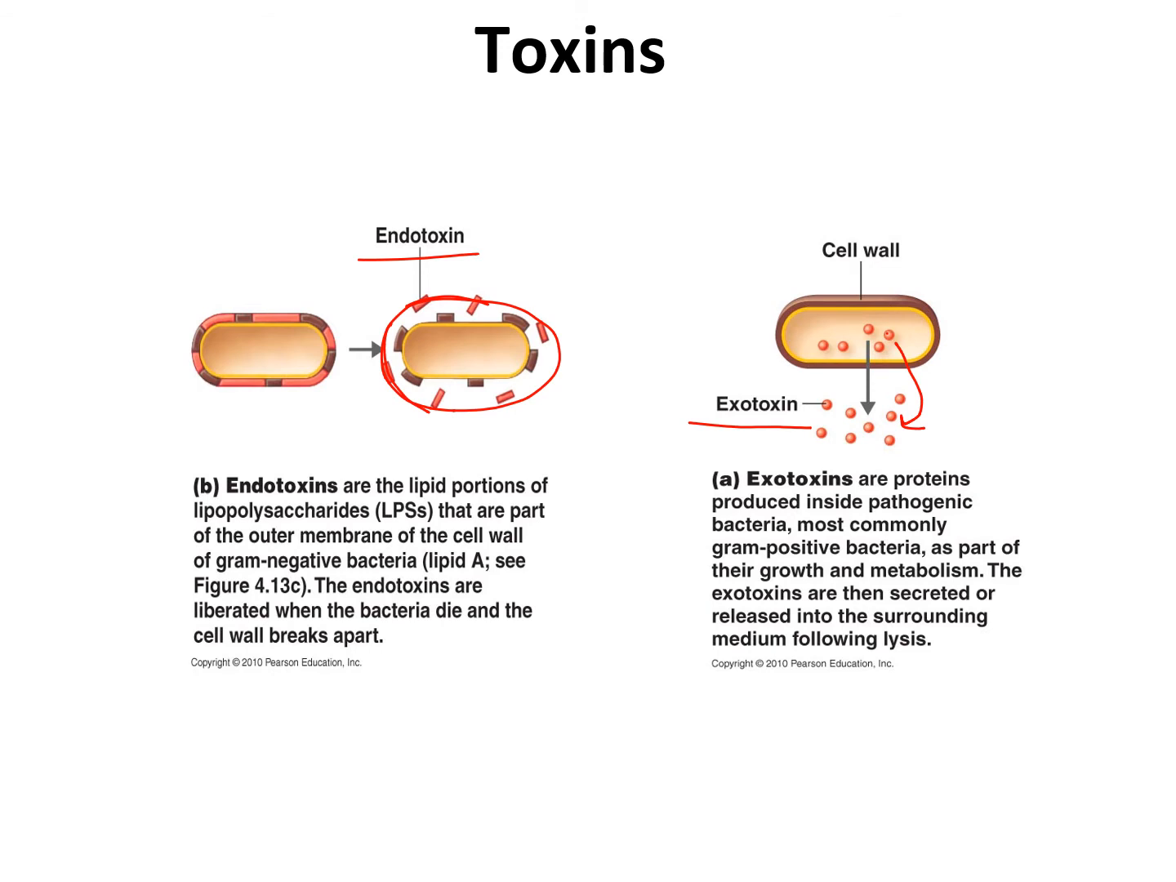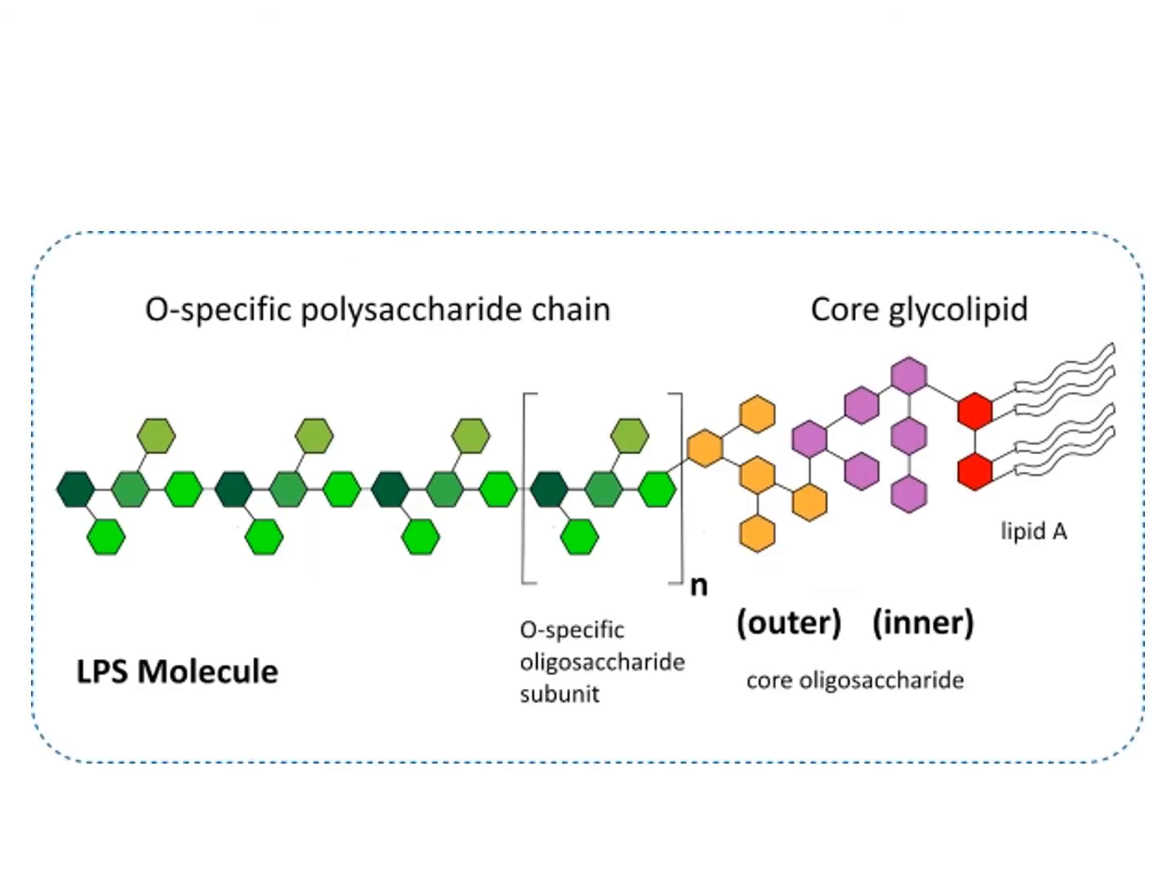The next couple slides, I'm going to compare and contrast endotoxins and exotoxins. Even though their names are very similar, they are very different in structure and have very different effects on the host. The first type of toxin I want to talk about are the endotoxins, and they're basically just one type, and that is lipid A.